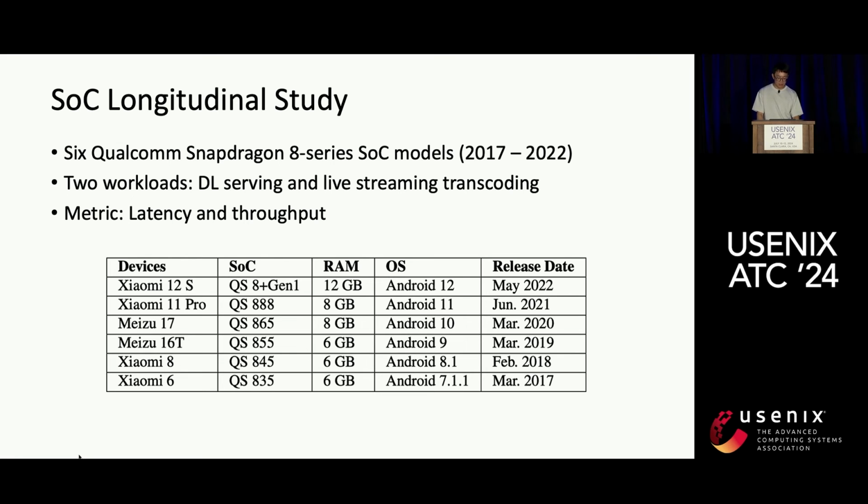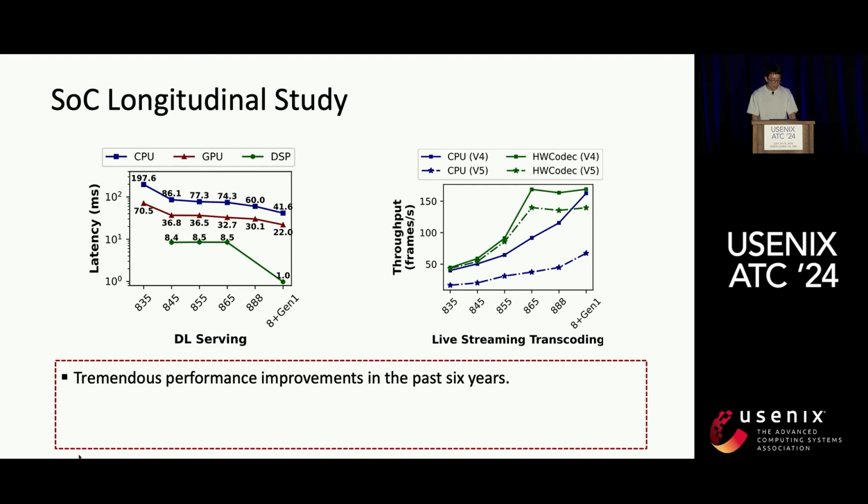The last section is the SoC longitudinal study, because the evaluated SoC cluster only contains one specific SoC model released in 2020. So we want to expand our results to more SoC models. So we select 6 Qualcomm Snapdragon 8 series SoC models released from 2017 to 2022, and also the 2 workloads, deep learning serving and live streaming transcoding. We report the latency and throughput, and the table shows the smartphones we used. The 2 figures show our results of latency and throughput in deep learning serving and live streaming transcoding.